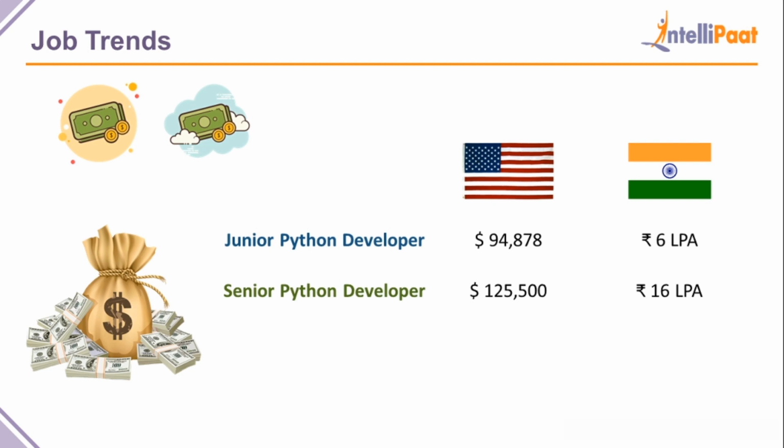Imagine $100,000, not even $100,000, it's $125,000. That is a very large amount, and you can live a very happy and satisfactory life. Even in India, 6 lakhs per annum is a pretty good amount for a junior developer.